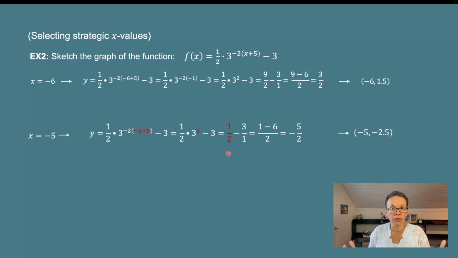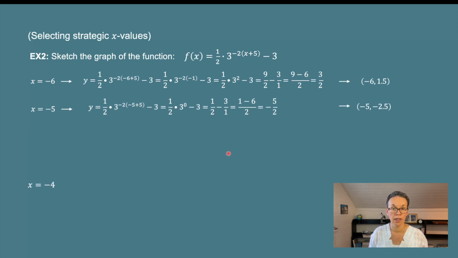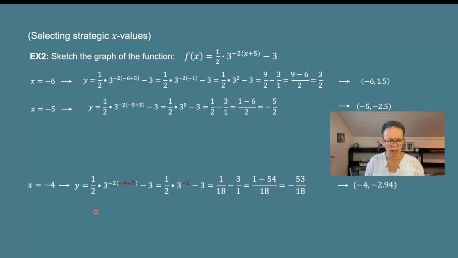What could be a third strategic value of x? It could be -4. If we substitute -4 into x, then -4 + 5 simplifies to 1. And the entire exponent simplifies to -2, and this allows us to carry on fairly simple computations to get a y value of -53/18, which rounds to -2.94 approximately.